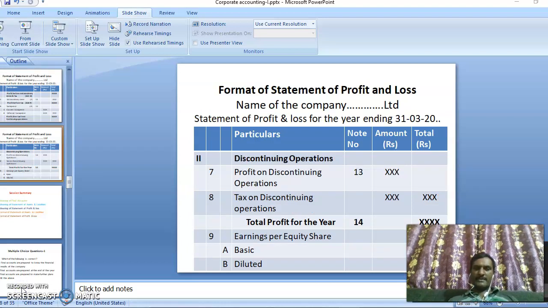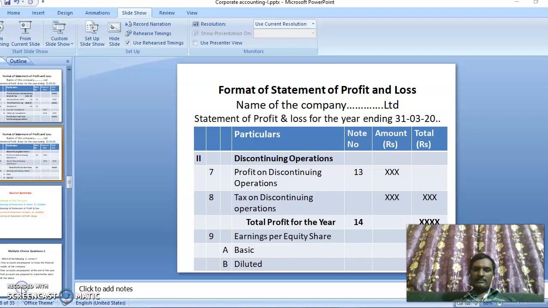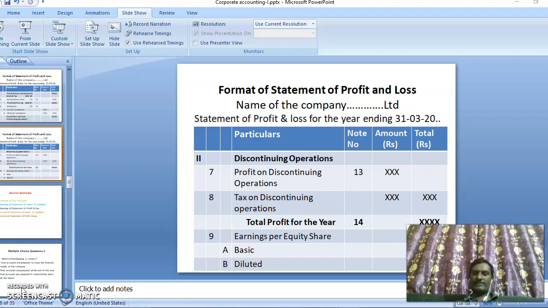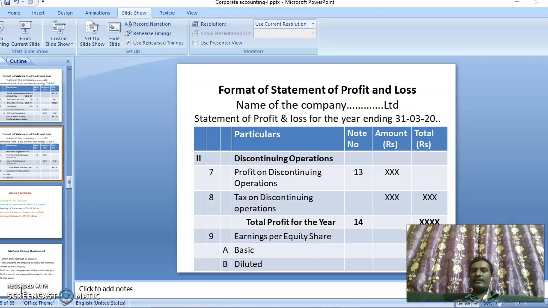My dear friends, if there are any discontinuing operations, then that is also to be considered for computing the income. So for that purpose, we have profit on discontinuing operations. And if there is any tax on discontinuing operations, that is to be subtracted, and whatever balance remains is called income from discontinuing operations. And the total of income from continuing operations and the income from discontinuing operations is called here as total profit for the year.